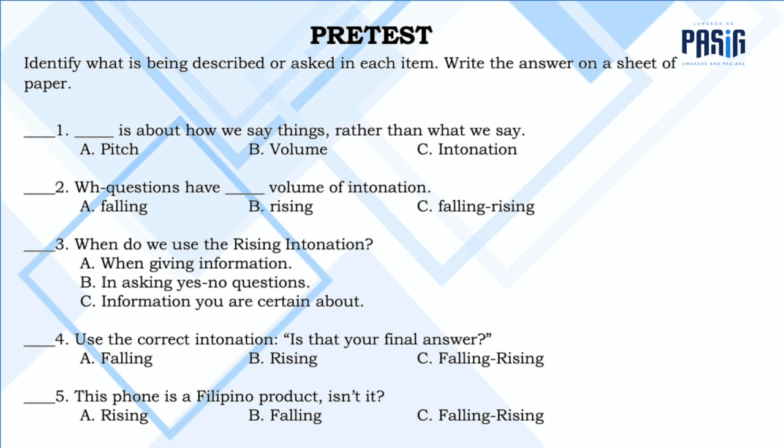Number 1. Blank is about how we say things rather than what we say. A. Pitch. B. Volume. C. Intonation. Number 2. WH questions have blank volume of intonation. A. Falling. B. Rising. C. Falling, rising.